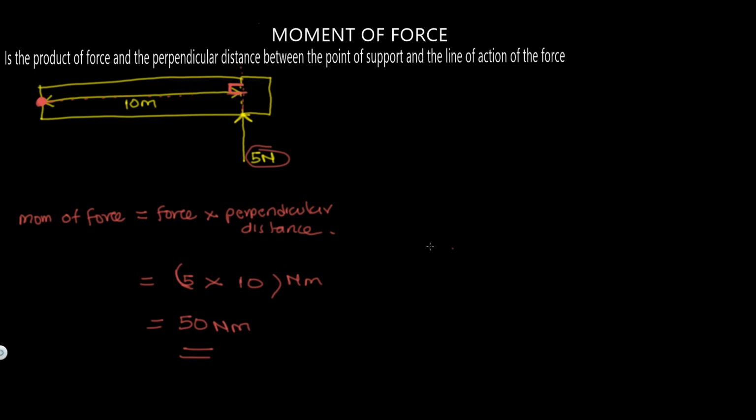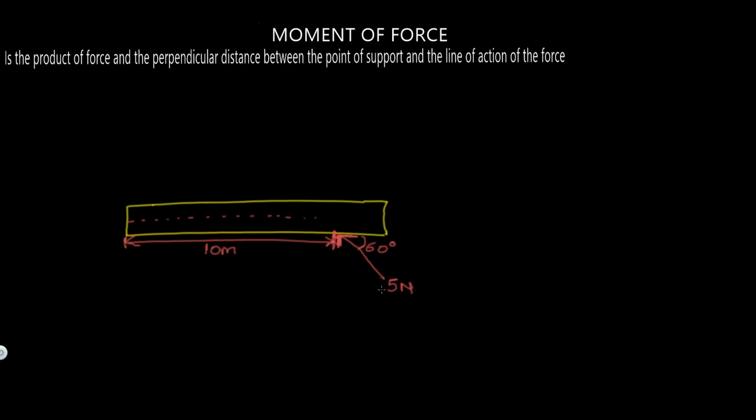So let us do another example on this. Now let us say, for example, you are given a question like this, whereby you are told that this 5 newtons is acting on this. Let's say this is the moving part of the door. So this 5 newtons is acting with this angle of 60 degrees, and this is the distance from this point to the point where this door moves. So how can you calculate the moment of force given this question?